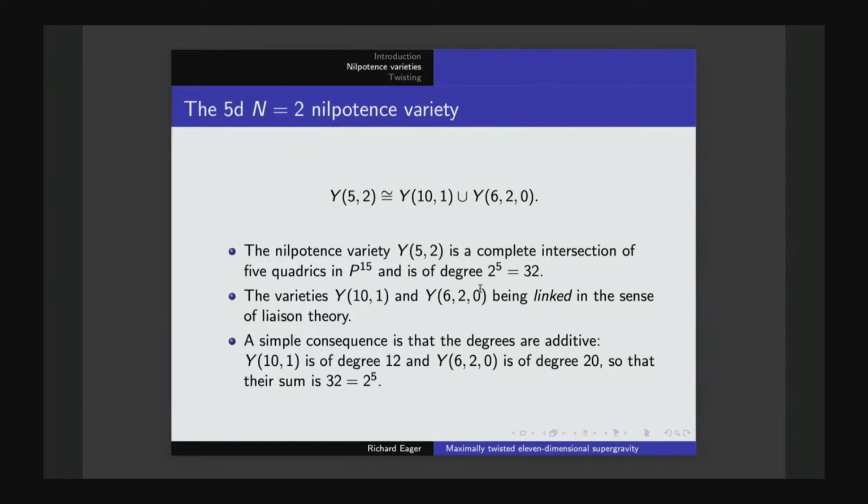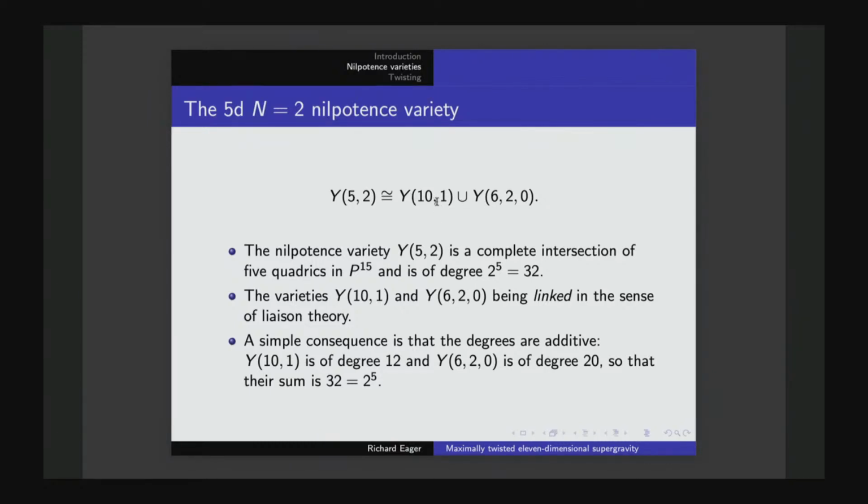And the interesting thing about this nilpotence variety is it's a disjoint union of 2 other nilpotence varieties, which from physics, maybe it's not too surprising.